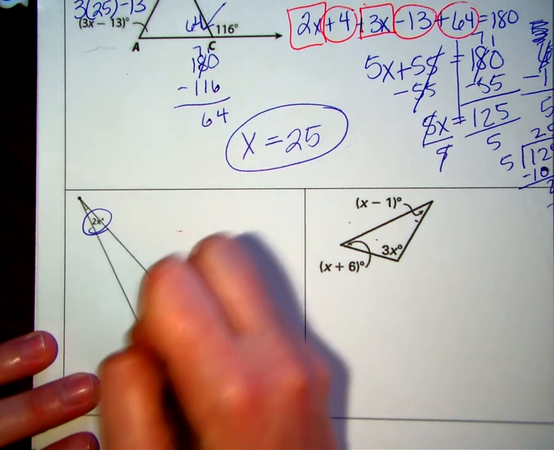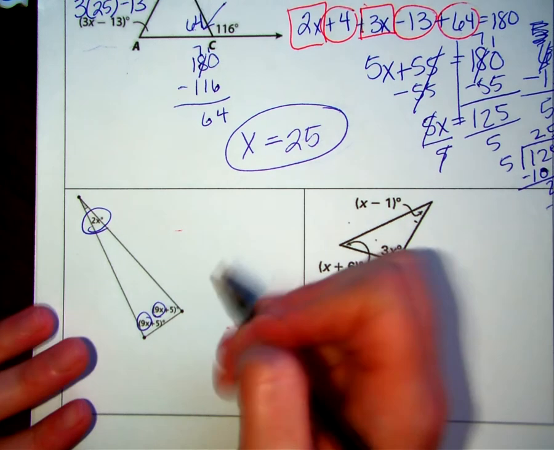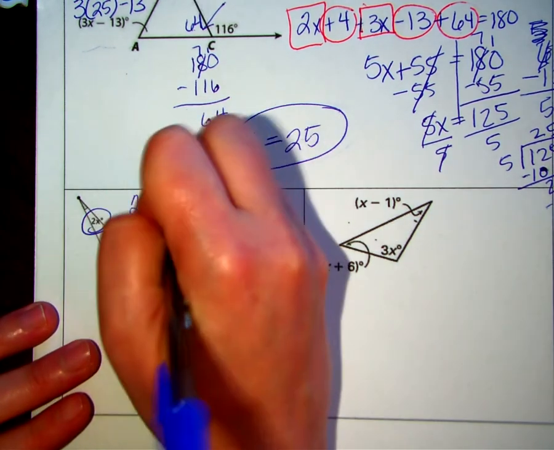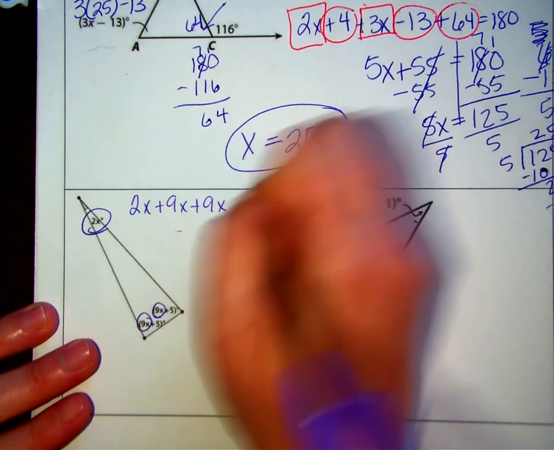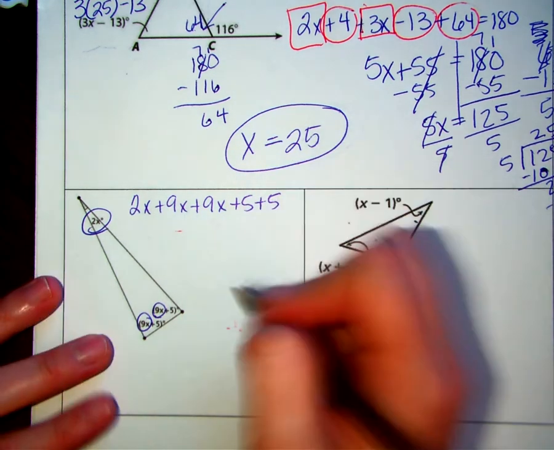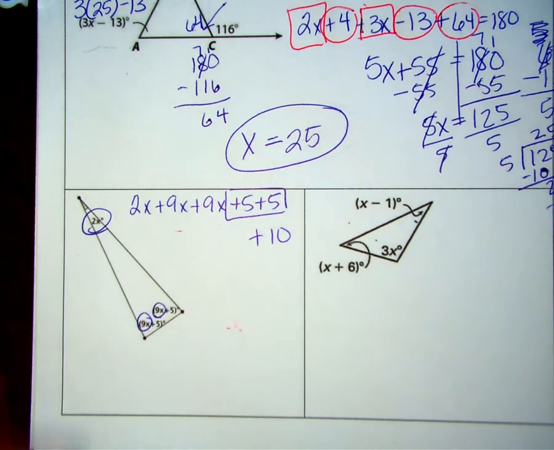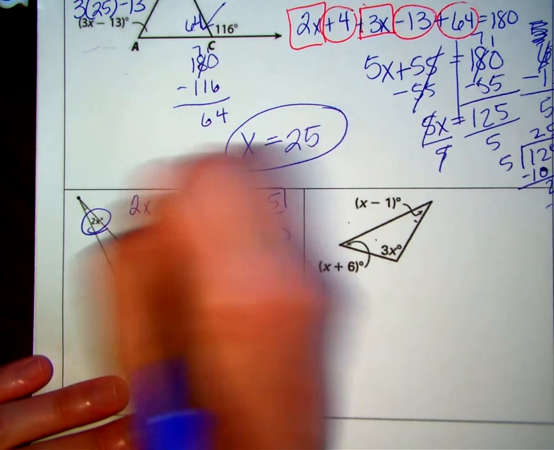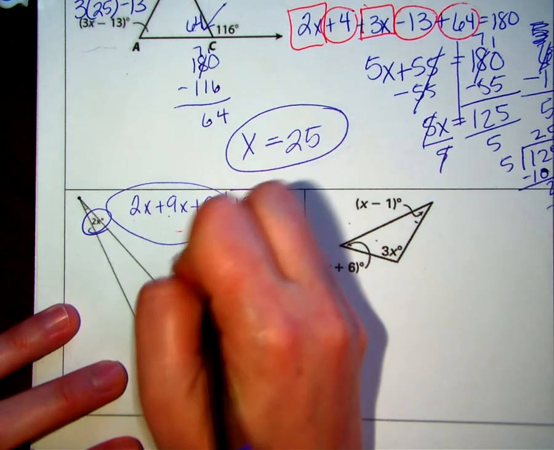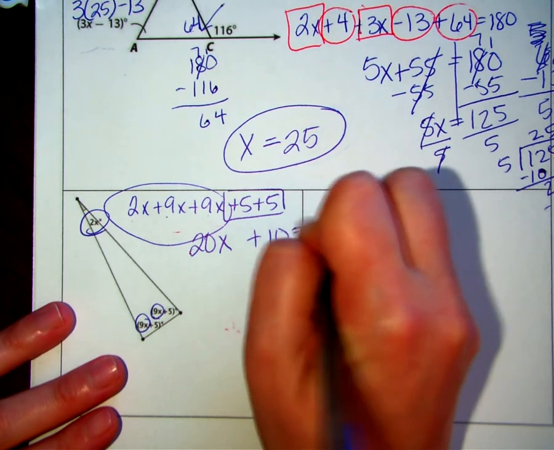Okay, so 2x, 9x, 9x. So hopefully you combined like terms. Or you wrote a really long equation, because it was 2x plus 9x plus 9x plus 5 plus 5. Then you can combine those constants. So this would be plus 10. And then all of your x's: 9 and 9 is 18, plus 2 is 20. 20x plus 10 is equal to 180.